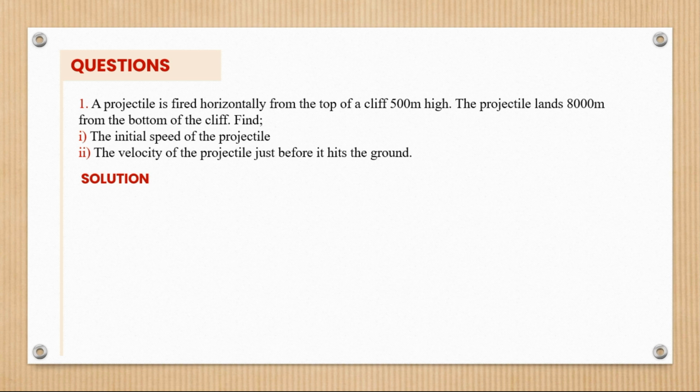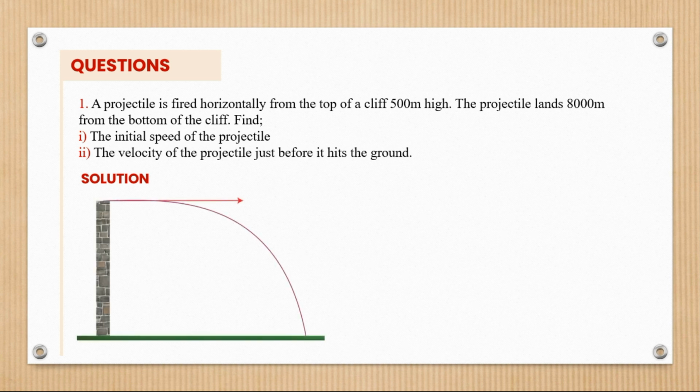So let's solve this. But as we do that, the best thing to do is to first sketch this. So let's sketch our projectile. We're being told it's fired horizontally, so definitely this is horizontal projection. And then we know what u is, and we're being told that the projectile lands 8,000 meters from the bottom of the cliff, and that's how we label 8,000 meters. Then we've also been told that the cliff is 500 meters high, so we place the 500 meters as the height of the cliff.